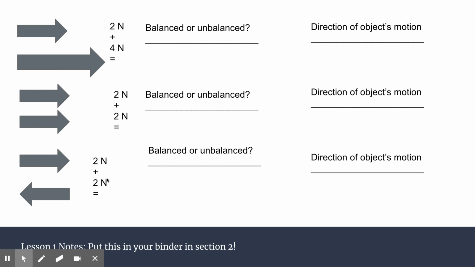For our third example, we have 2 newtons to the right. Now we have 2 newtons to the left. Imagine 2 people pushing with the exact same force on a box, but in opposite directions. Common sense tells you that the box probably would not move, and you'd be right. So this is our balanced force. The direction of the object's motion? Nowhere. The object would not move.